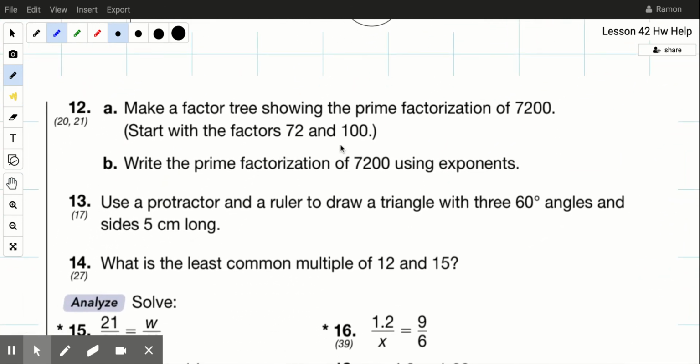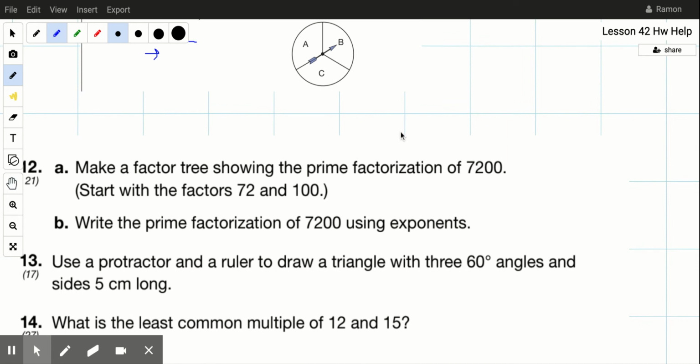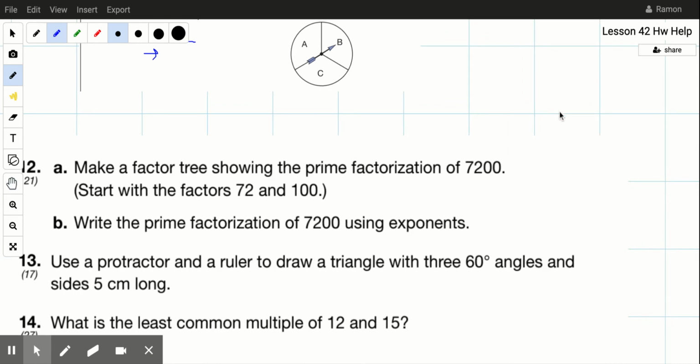12A, make a factor tree showing the prime factorization of 7,200. Start with the factors 72 and 100. Well, at least it tells you what to start with, right? So 72, 100, 7,200. We are going to make the tree. And then from here, we can just start splitting it up, 24, 3.